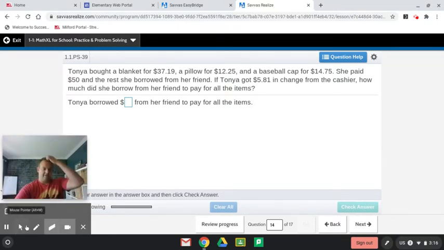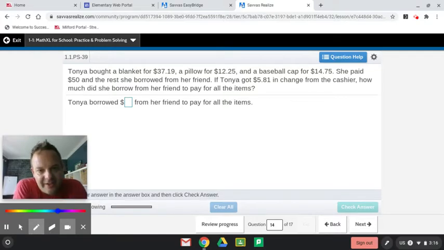Tanya bought a blanket for $37.19, a pillow for $12.25, and a baseball cap for $14.75. She paid $50, and the rest she borrowed from her friend. If Tanya got $5.81 in change from the cashier, how much did she borrow from her friend to pay for all these items?